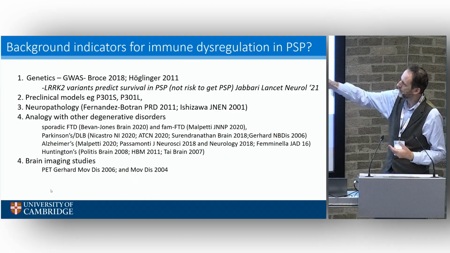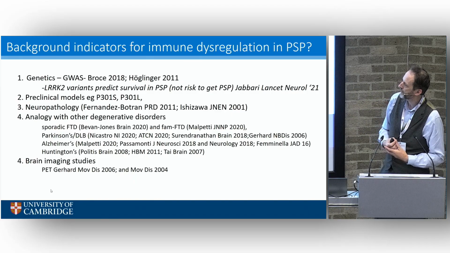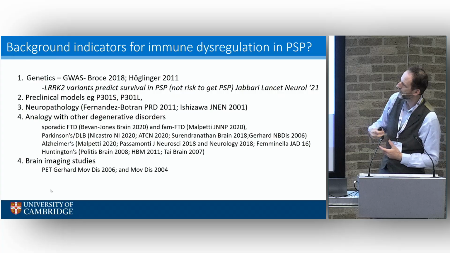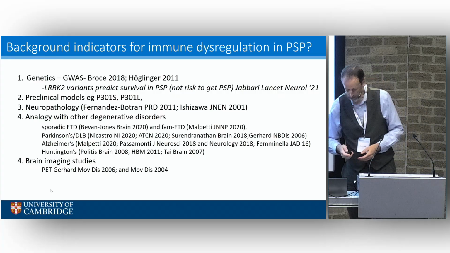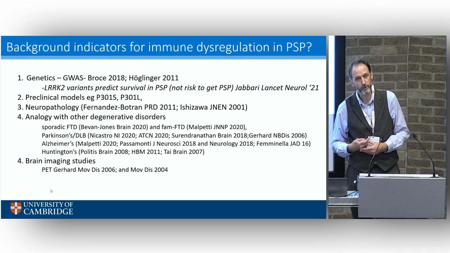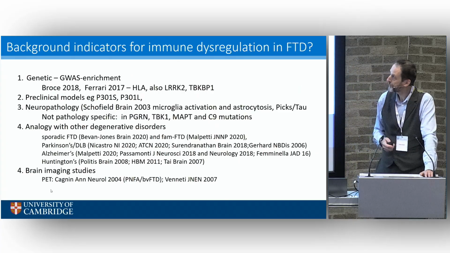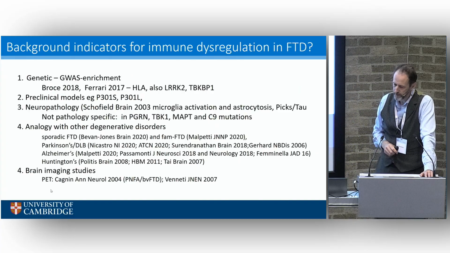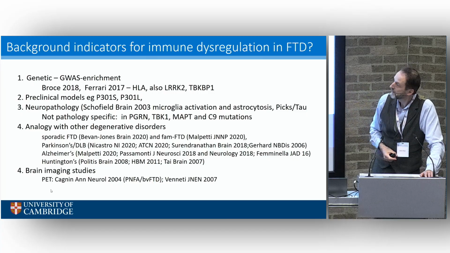By analogy with the other diseases that have inflammation, and we've heard a bit about those already, with alpha-synuclein in Parkinson's, Alzheimer's, and some early brain imaging studies, there was lots of background information pointing towards an inflammatory signature, and perhaps microglia in particular. And we could draw a similar list for frontotemporal dementia. In fact, it's a very similar list.